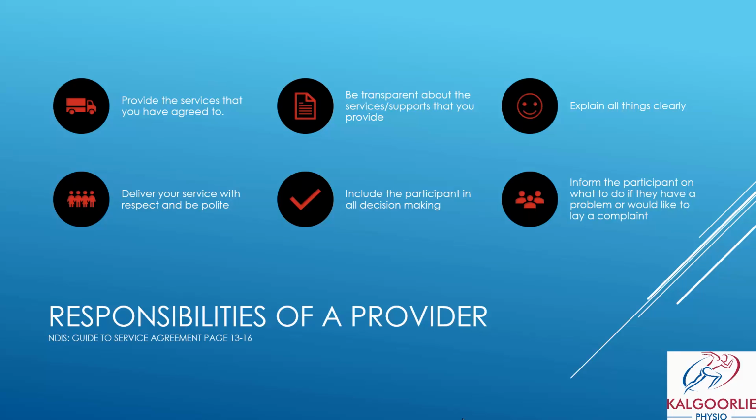Responsibilities of the provider. We have to provide the services that we agree to. Be transparent about the services and supports that we're providing. Explain all the things clearly and make sure that you understand it all. Deliver the service with respect and be polite, obviously. Include the participant in all decision making. And again, that could be the participant, the family member, and or the carer. And inform the participant on what to do if they have a problem or would like to lay a complaint for any particular reason.